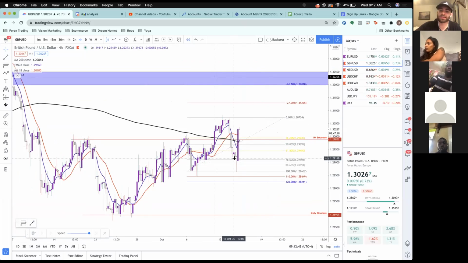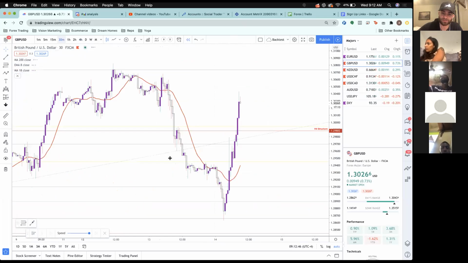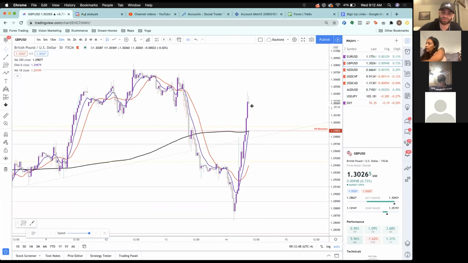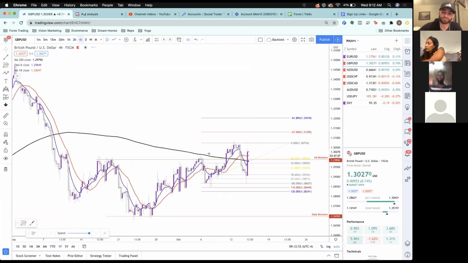So right now it's definitely gaining some support at this level. We just hit the 78.6. I do expect this to pull back again. We're not going to just enter right now. Look how bullish this is at the moment. It just shot up all the way. Really no opportunity to enter right now.